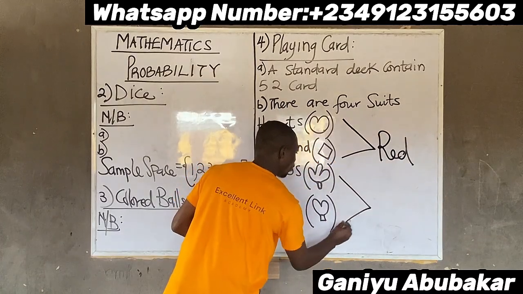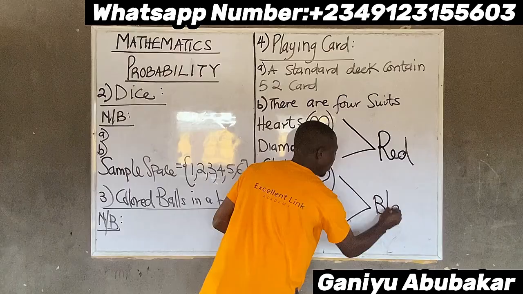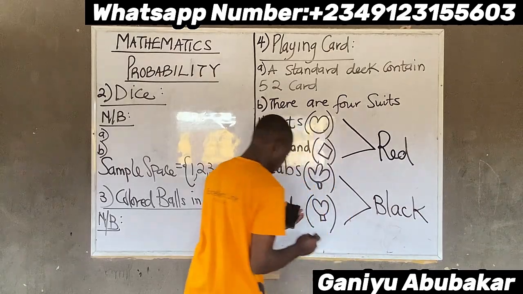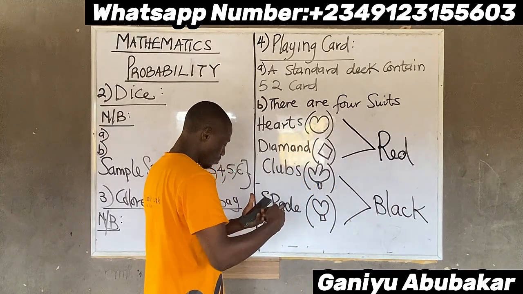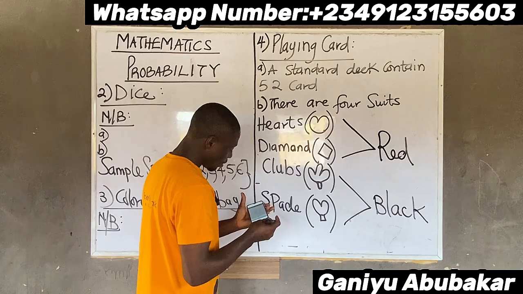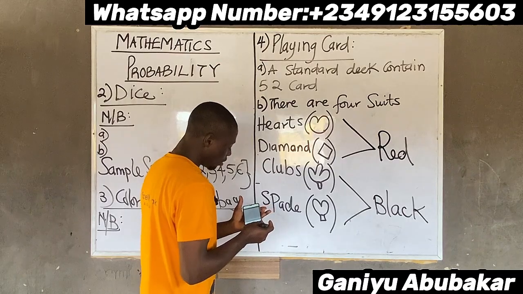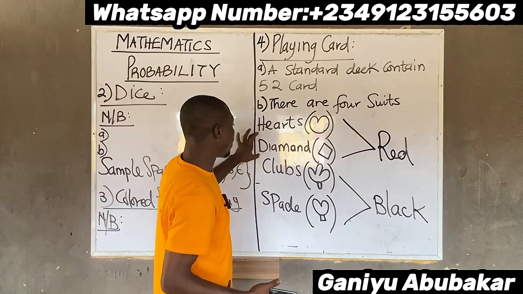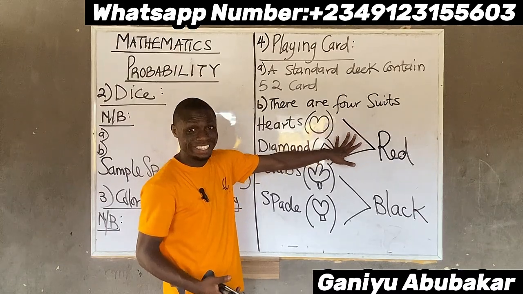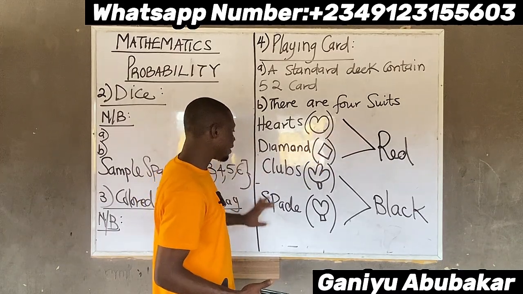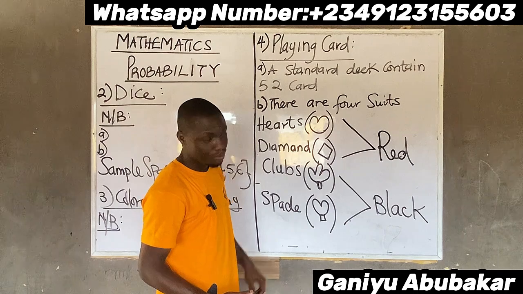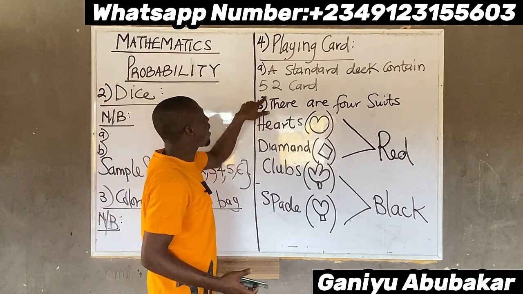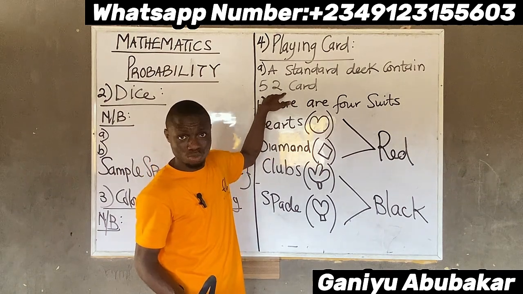Why are spade and club black? Please note that one first. Note that heart and diamond are the red ones. They are red in color, while club and spade are black in color. Now, why 52?